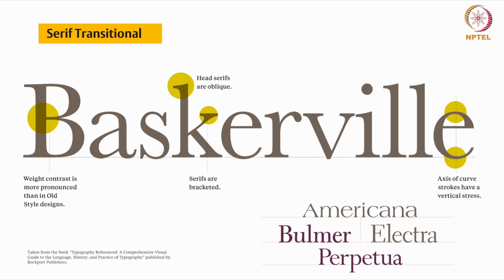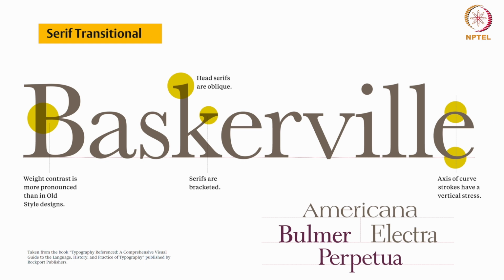Now, if you look at transitional serifs, they have greater contrast between thick and thin strokes than old style fonts. If you look at this, there is a very huge contrast. Not so extreme, but there is a greater contrast. And they have vertical stress. In the letter E, you can see the stress has shifted from diagonal to vertical style.